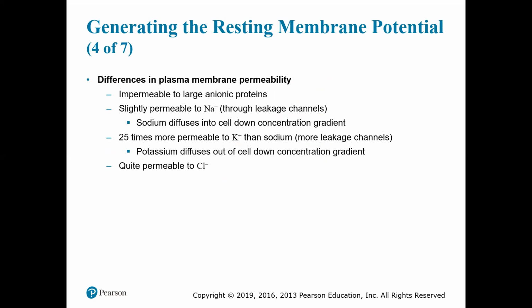So again, this is actually telling them what's going on pretty well. The large anionic proteins are inside. Now there's leak channels for sodium to go inside the cell, but there's not as many sodium leak channels as there are potassium leak channels. There's more potassium leak channels, where potassium comes out by 25 times. So potassium leaves through facilitated diffusion because it's going down its concentration, from high concentration to low concentration, which is simple, doesn't cost any ATP.